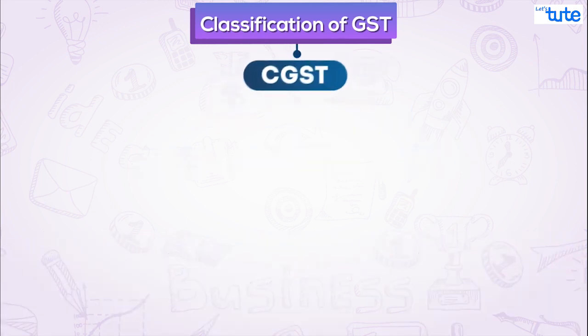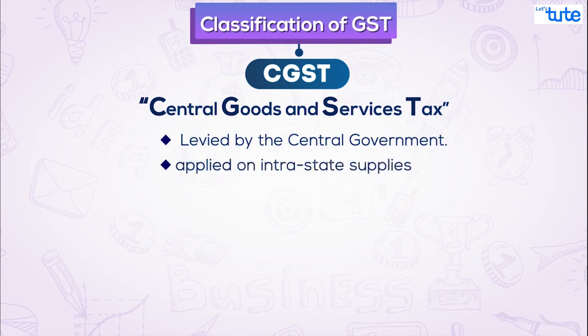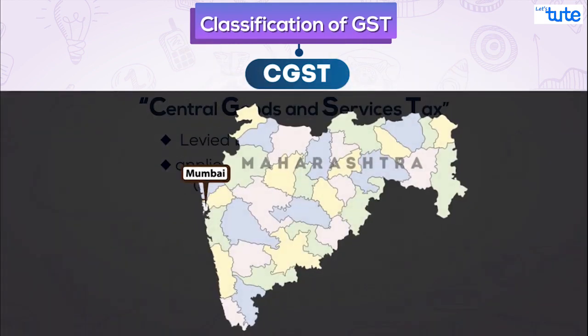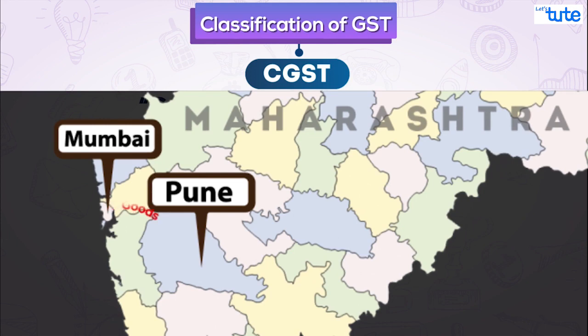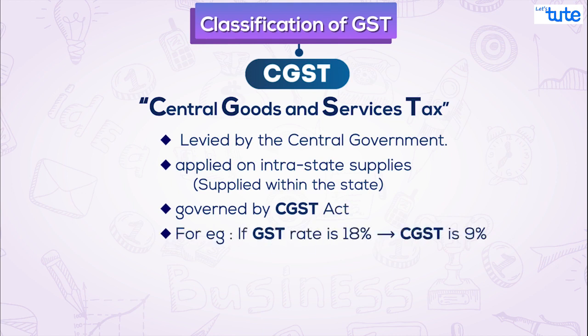The first one is CGST, that is Central Goods and Services Tax. Under GST, CGST is levied by the central government on intrastate supplies, that is supplies within the state, of both goods and services, and it is governed by the CGST Act. It is levied at half of the prescribed rate.